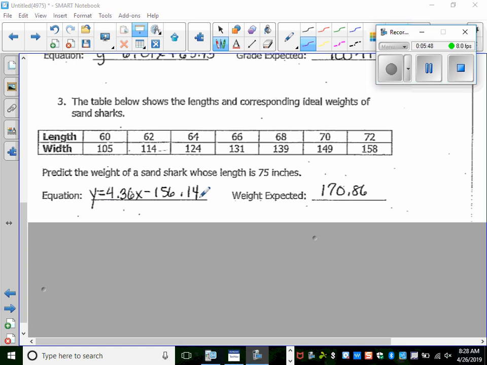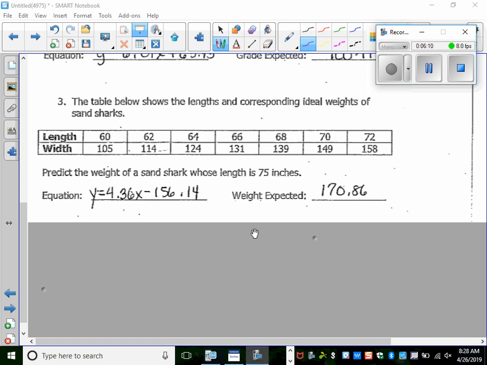4.36x minus 156.14, and then it says put in x as 75, so you can basically change your second window, and it should pair up with 170.86. Okay, so that's just reviewing what we already know about line of best fit.